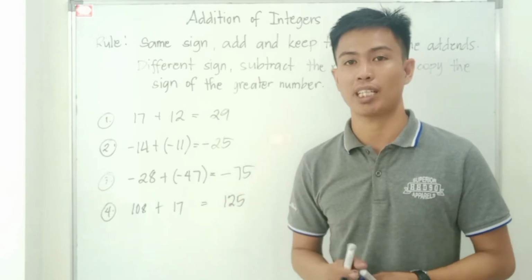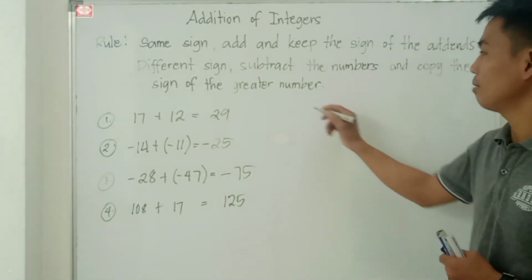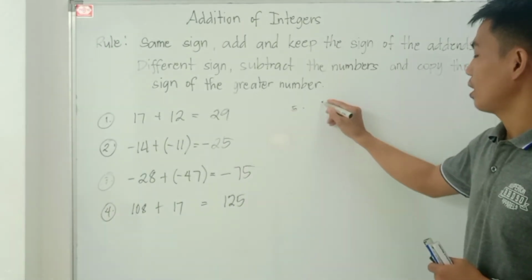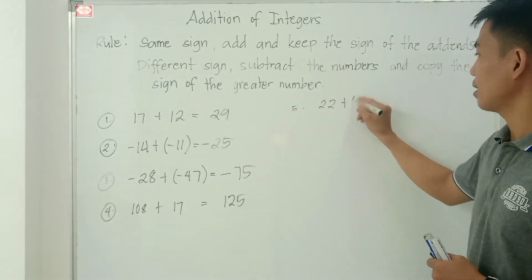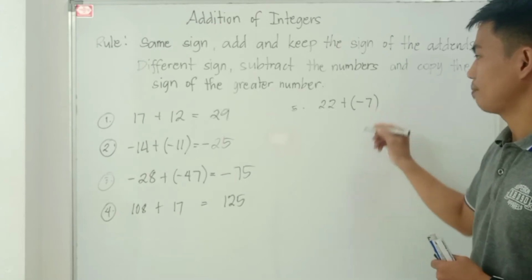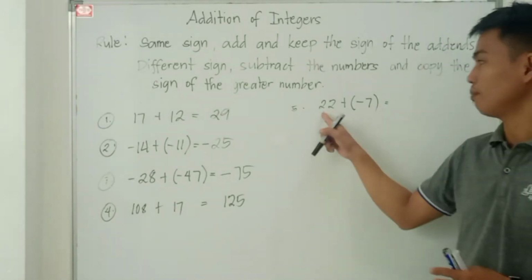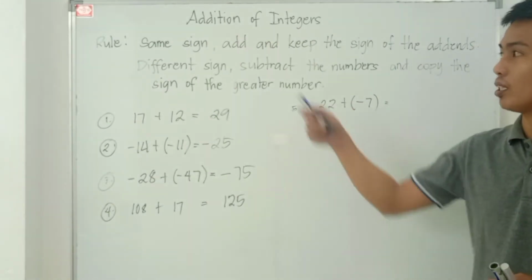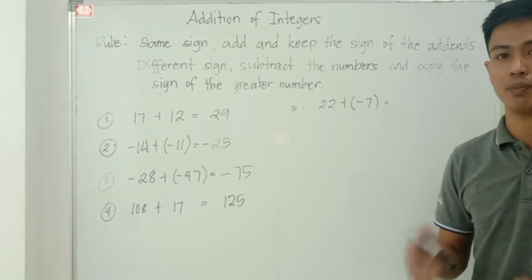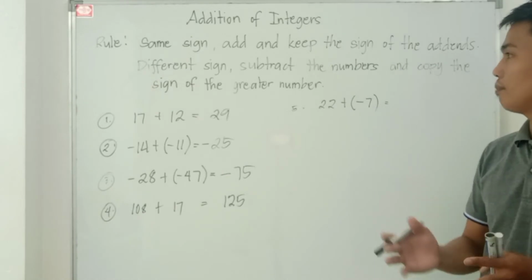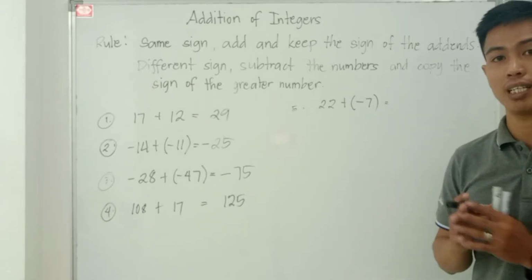Paano naman kapag magkaiba yung sign? So let's say we have 22 plus negative 7. So as you can see, magkaiba sila ng sign. Isang positive at isang negative. So according to the rule of adding integers with different sign, we need to subtract the numbers and copy the sign of the greater number.